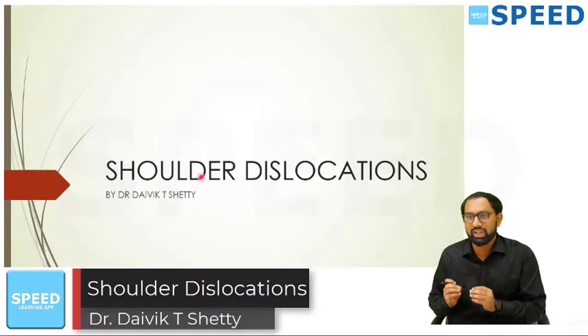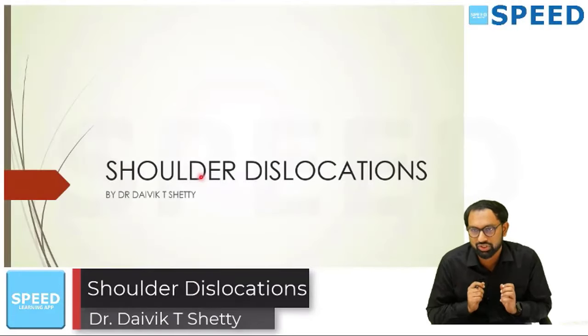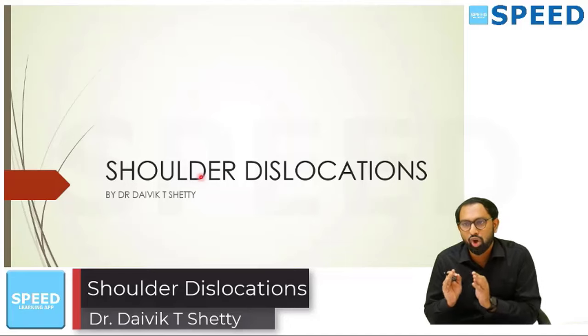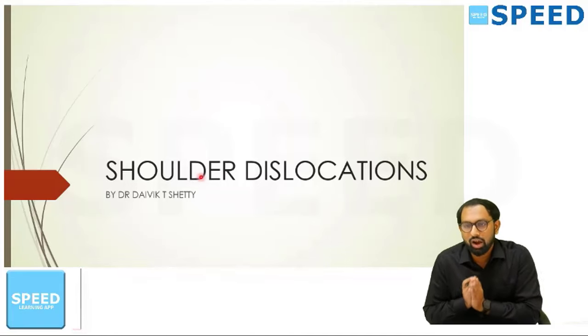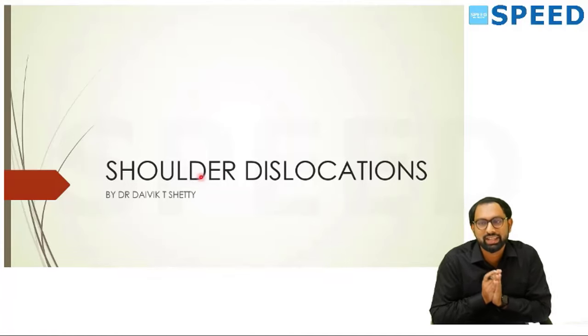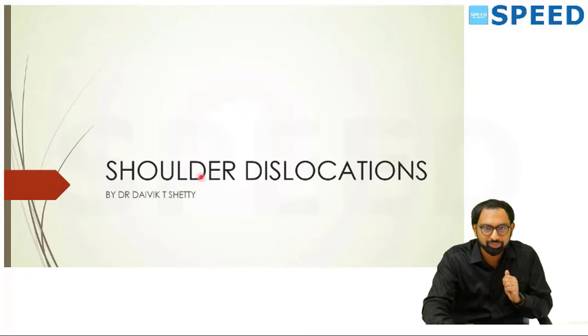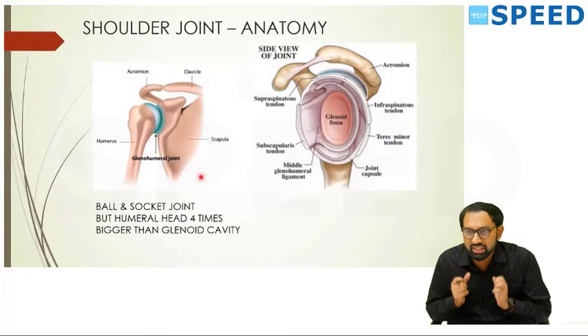Let's go to our topic today, that is shoulder dislocations. So let's understand what is the normal anatomy of the shoulder, and after that we'll talk about the several types of shoulder dislocations. So first, let's understand the shoulder joint.